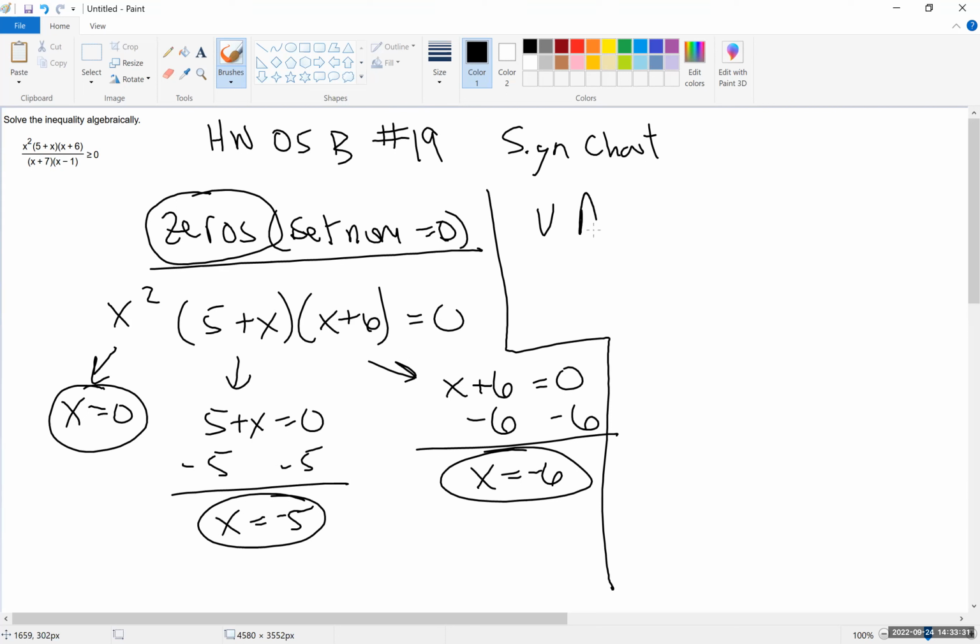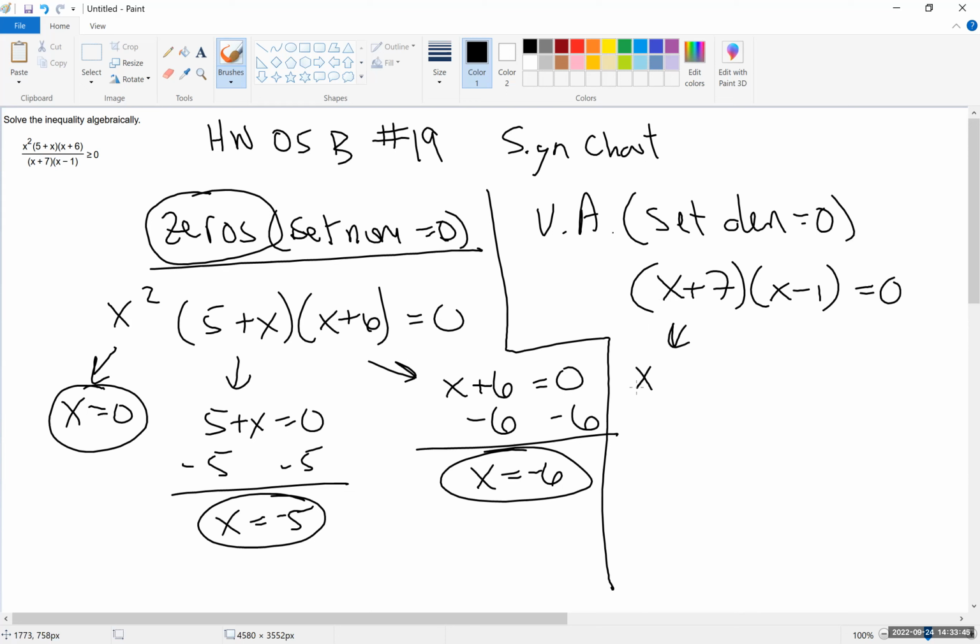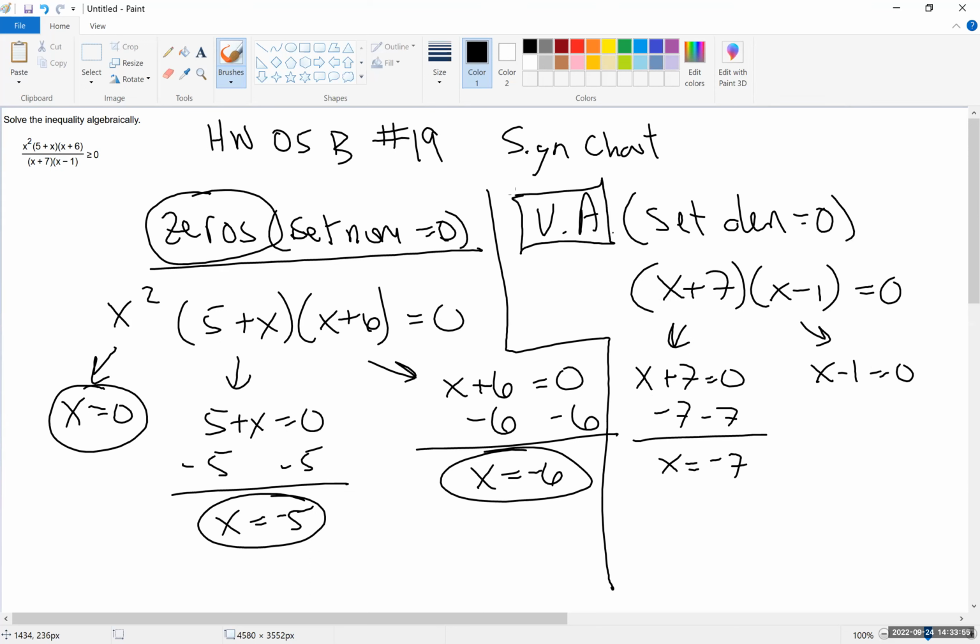The vertical asymptotes, they're not even part of your domain. To find that, you set the denominator equal to 0. So for us, that's going to be x plus 7 times x minus 1 equals 0. So either x plus 7 equals 0 or x minus 1 equals 0. Subtract 7, x equals negative 7. Now, for the vertical asymptotes, I'm going to remember it by boxing it. Add 1, x equals 1. Okay.